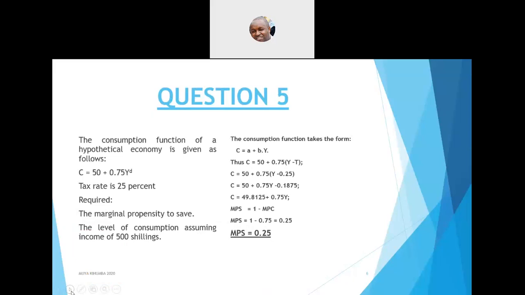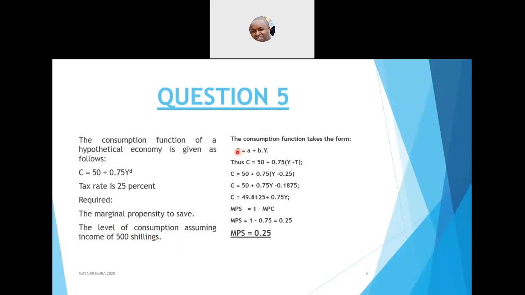Again here, we are told that the consumption function of a hypothetical economy is given as follows. C is 50 plus 0.75 YD. Now, this YD is disposable income. All right, disposable income is computed as Y minus T. The tax rate, which is T, is 25%, and the required are: one, to compute marginal propensity to save, and two, the level of consumption assuming income of 500 shillings.